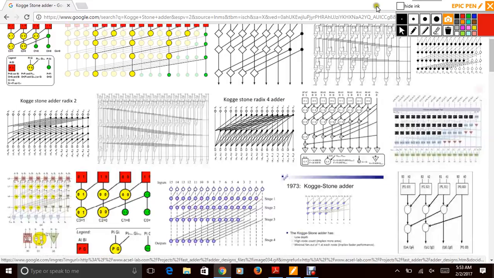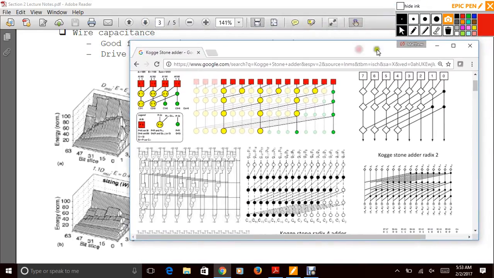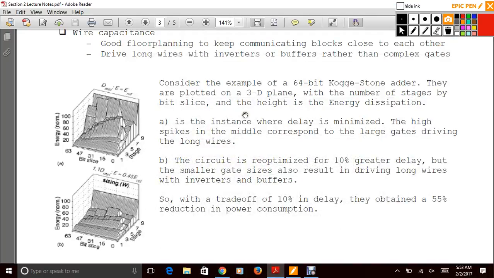Now the benefit of a Kogge-Stone adder is that it runs fast. But as you can see here, in the instance where these long wires aren't mitigated, you get a lot of energy here. Right? So here you're doing 63 bits, you have 63-bit slices, and this just gets larger and larger, and it causes more problems. So delay is minimized, but in order to reduce this delay, we have these long wires that have to go to all these different stages.